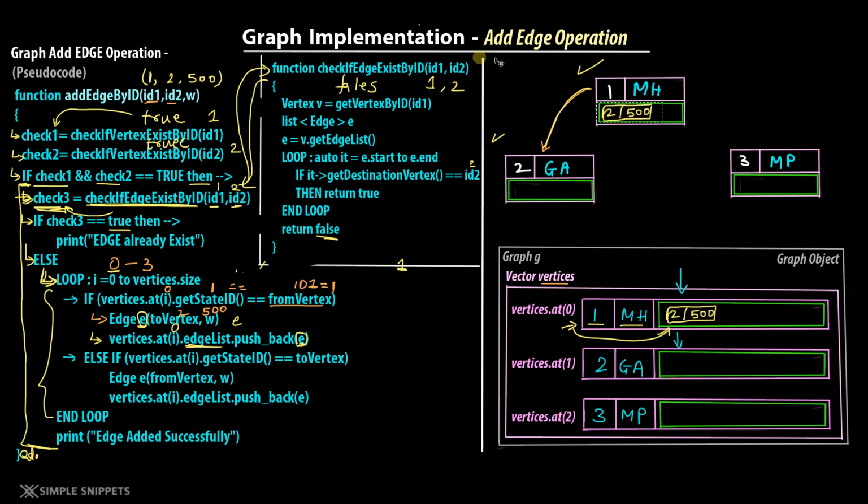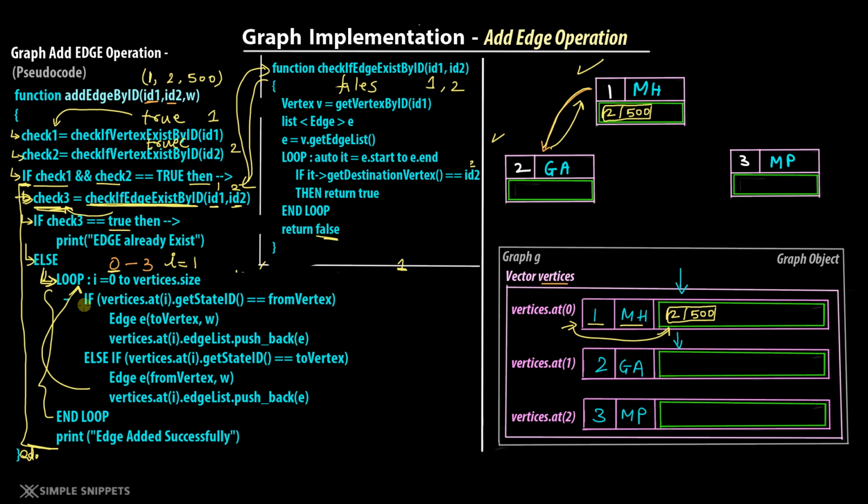But as I said, remember we also have to add an edge between Goa and Maharashtra, which means we need to make this same entry over here also. But over here we will have to add destination ID as 1 and the weight will be 500 only, correct? So how do you do that? That happens in the else if part. When the if block is executed, the else if will not be executed the first time. You will come at the start of the for loop and now i will become 1.